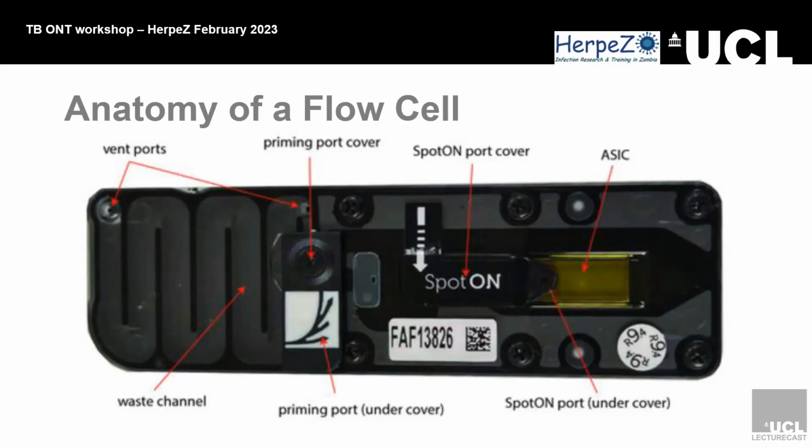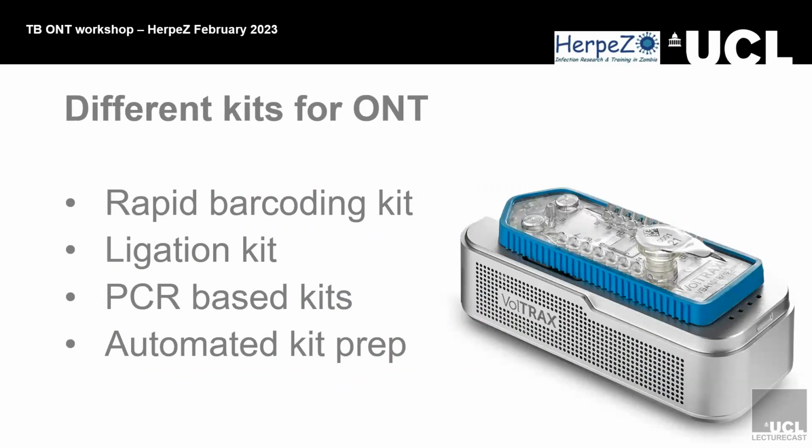There are also different kits that ONT offers, and what you'll be using is the rapid barcoding kits in this library preparation. There's also the ligation kits. They also have various PCR-based kits, and they have the automated ones. So when you have a machine doing your library prep, you can also get those automated kits. The whole track that you can see on the screen is an automated one. It's able to prepare your library automatically, so there's no hands-on time.